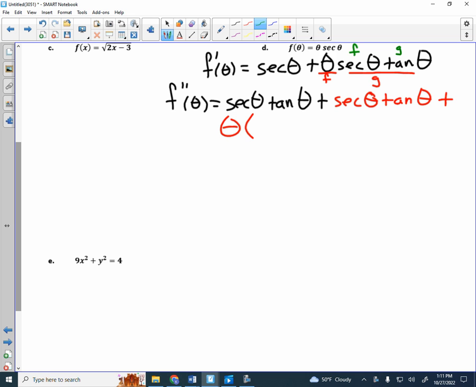Okay, so product rule, derivative of secant times tangent would be, yep, good, secant of theta, tangent squared. Plus, what's the derivative of tangent? Secant squared times secant is secant cubed. Because for secant cubed, we said the derivative of tangent is secant squared times that left alone. Okay? We'll just leave it.